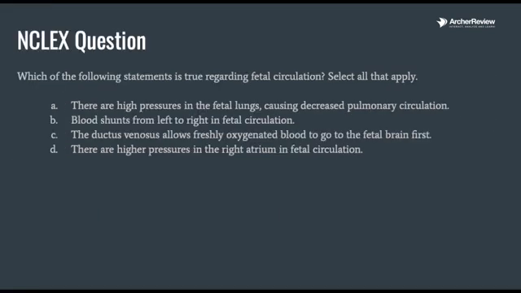Let's try a harder one this time. This is more realistic for what you may see on the NCLEX. Which of the following statements is true regarding fetal circulation? Select all that apply. A, there are high pressures in the fetal lungs, causing decreased pulmonary circulation. B, blood shunts from left to right in fetal circulation. C, the ductus venosus allows freshly oxygenated blood to go to the fetal brain first. And D, there are higher pressures in the right atrium of fetal circulation.